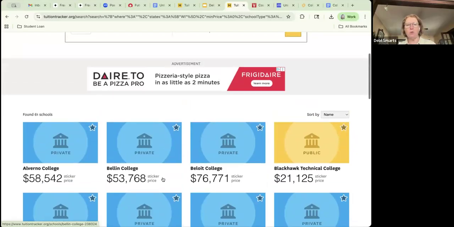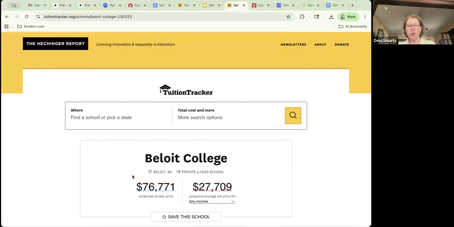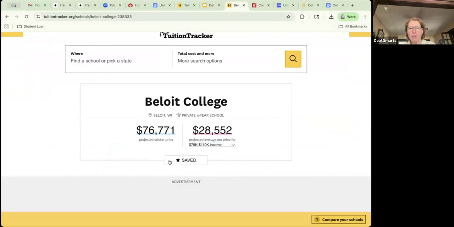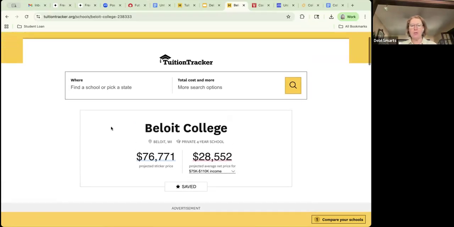But what the tool here lets you do is dig in. So I'm going to go into Beloit College. Beloit College is private, it's four-year, and it allows you to see what the average cost is based on income. So right now, I'm going to use this 75 to 110 income range, and I'm going to save this. So you can see already, if you just looked at sticker price, it's $76,000. Beloit's a small liberal arts college, very far south in Wisconsin. If you said your income was less than 30, that net cost goes down to 18. So there is fluctuation there based on your family income.